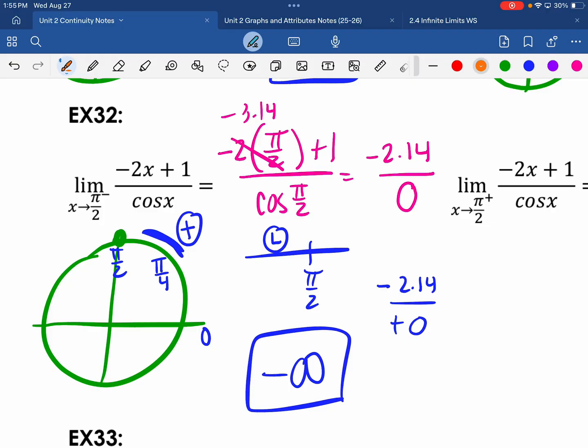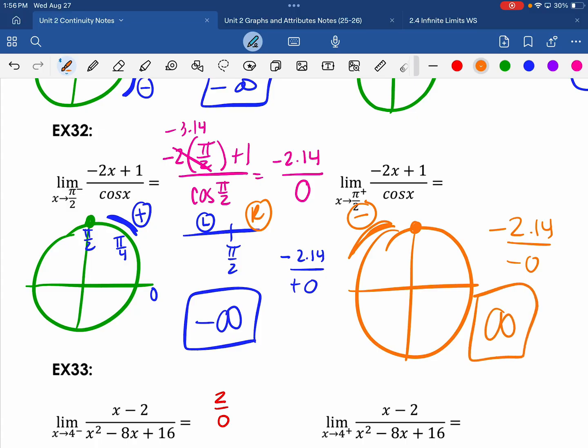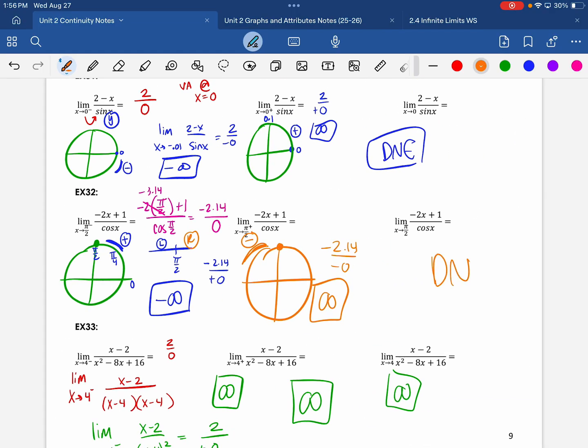But then it's the opposite on this one. This one's positive infinity. So on this one, we're still talking about this point, the right side of pi over 2, which is when the numbers are bigger. So the cosine values here are negative. And so then you get negative 2.14 over negative 0, which would be positive. And so then the limit does not exist.